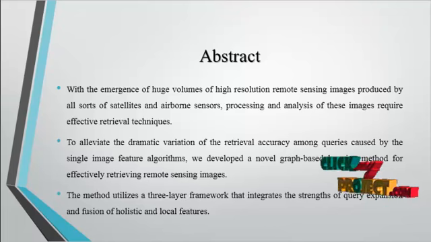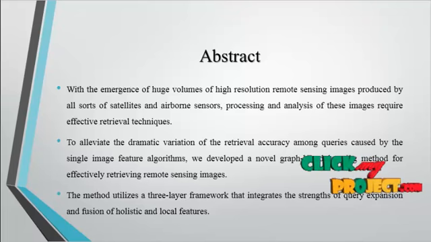With the emergence of a huge volume of higher resolution remote sensing images produced by satellite images and airborne sensors, processing and analysis of these images require effective retrieval techniques to alleviate the dramatic variations of the retrieval accuracies among the queries caused by single image feature algorithms. We developed a novel graph-based learning algorithm for effectively retrieving remote sensing images.